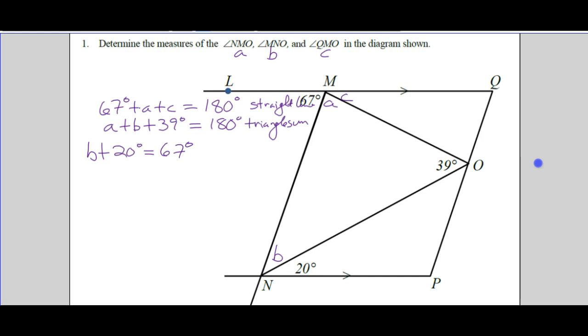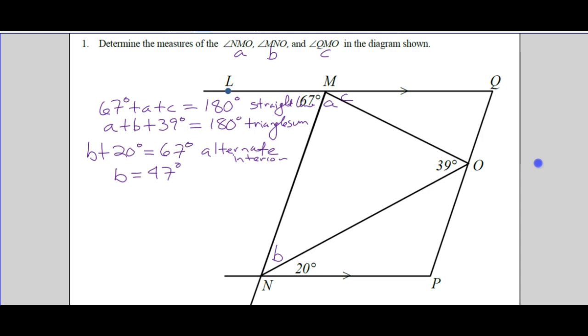The alternate interior, right? We're given that LQ is parallel to NP. This mark shows they're parallel. So then we have alternate interior angles. This angle here is equal to B plus 20. That's alternate interior. So if B plus 20 is 67, what's B equal to? 47. So B is 47.